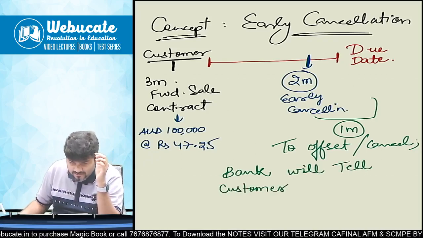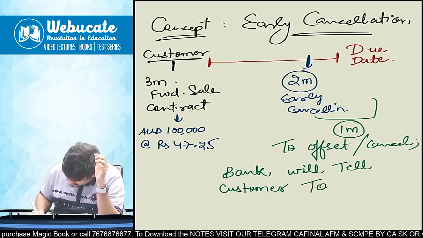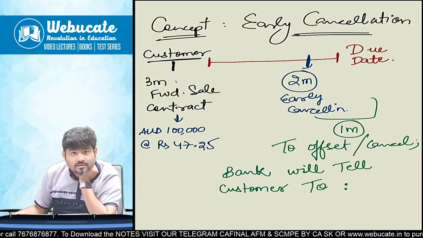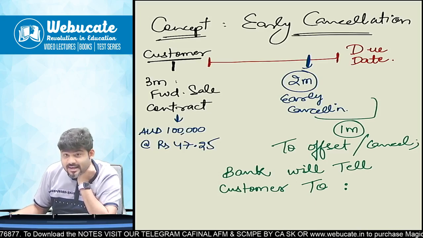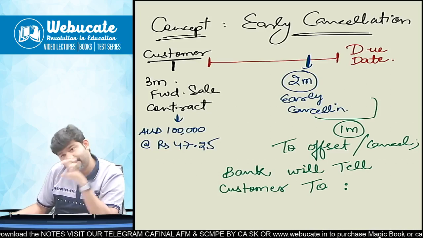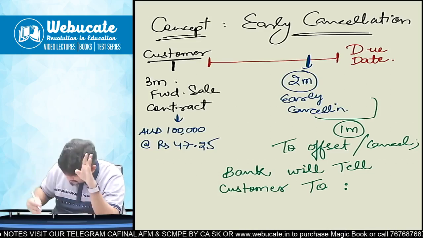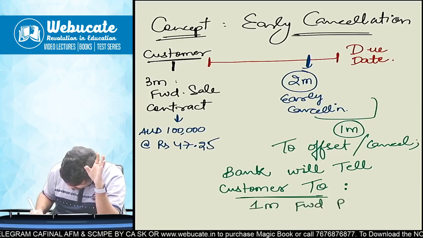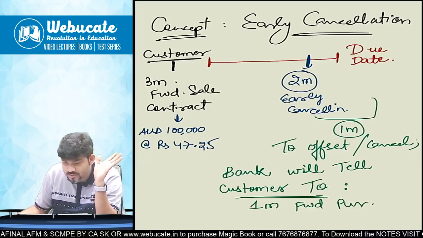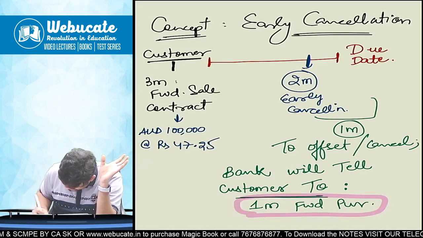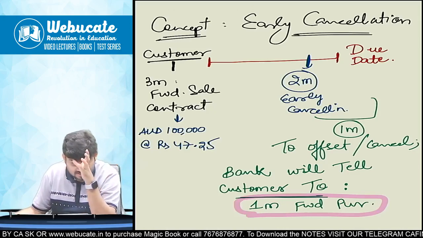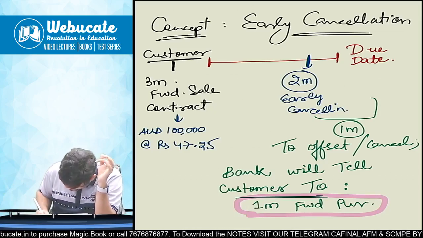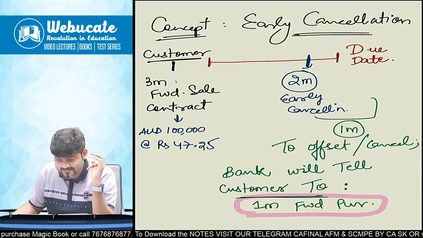Bank will tell customer to... what will happen? Forward sale will be offset by forward purchase, but not now, after 1 month. So we will tell customer, you please enter into a 1 month forward purchase. Done. Please enter into a 1 month forward purchase. Gotcha, everybody. Yes, sir. Gotcha.